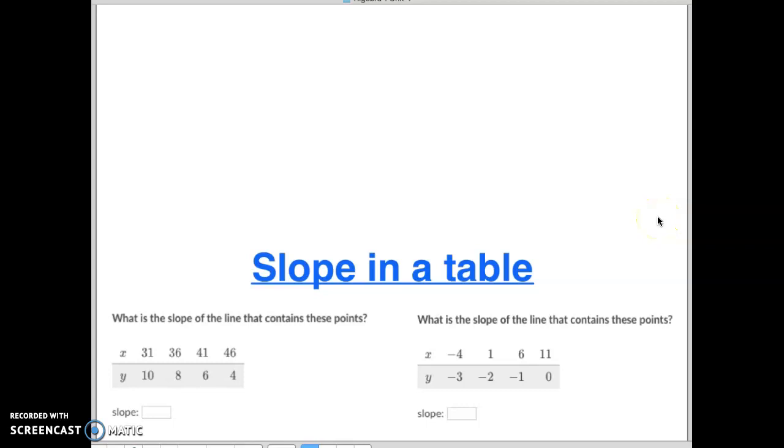Today we are doing slope. It's slope from a table and slope from points. So we've got, excuse me, two cons we're doing.